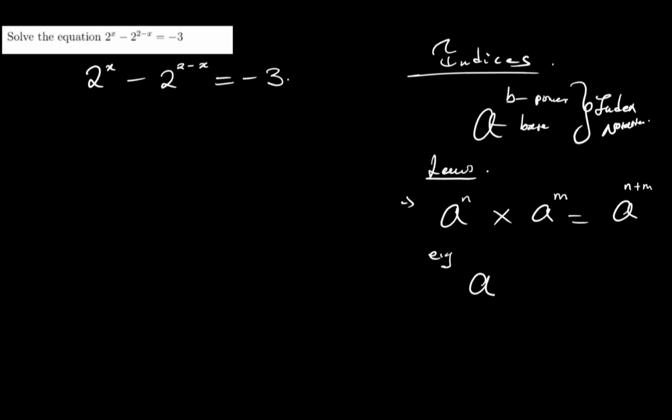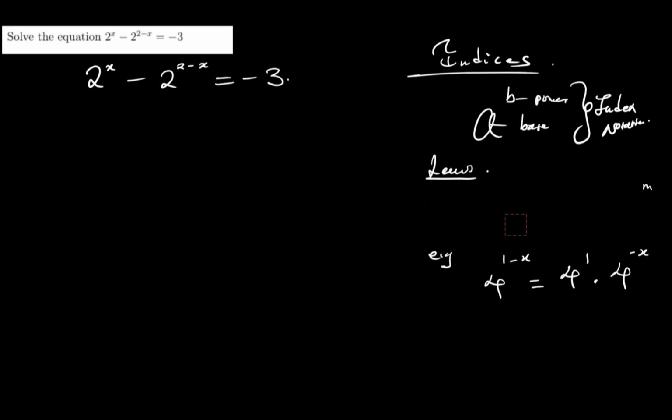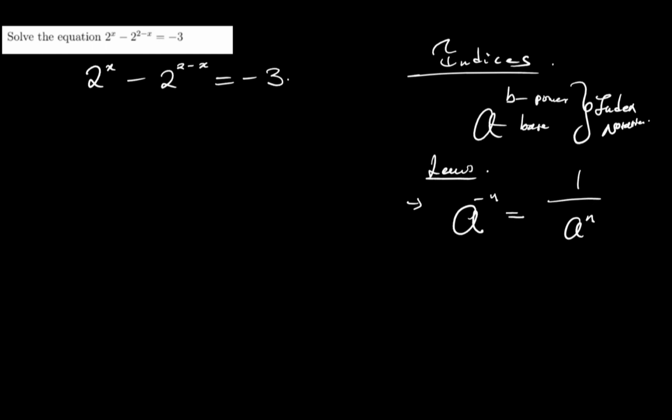So if I have, for example, let's use the number 4 to the power 1 minus x, this is the same as having 4 to the power 1 times 4 to the minus x. Other than that, other rules you came across stated that if you have a to the minus n, this is equivalent to 1 over a to the n. This portion here is a negative index, while this portion here is a positive one.